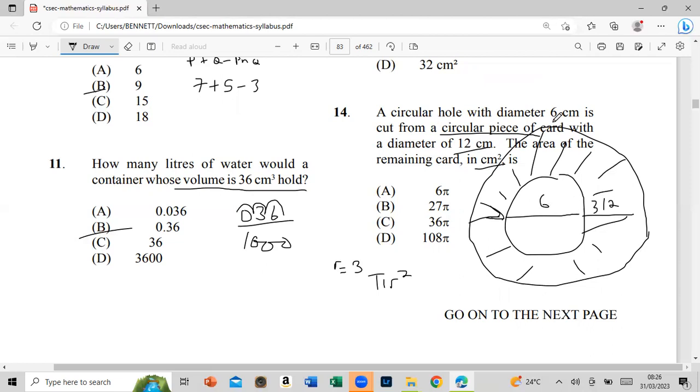A hole with a circular diameter 6 centimeters cut from a circular piece of card with diameter 12. So you cut out the 6, you have 12. Everything at 12, right? So this will be 3. So the 3 for it, 12.